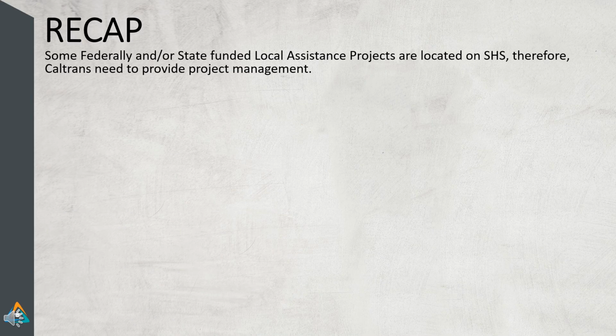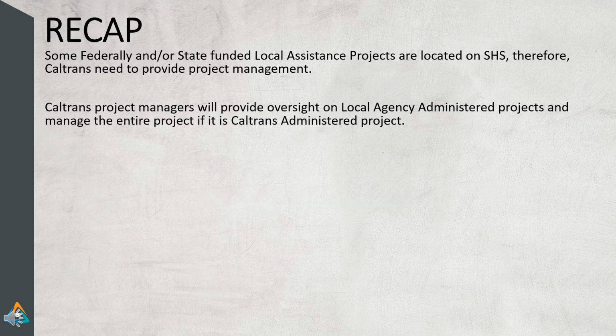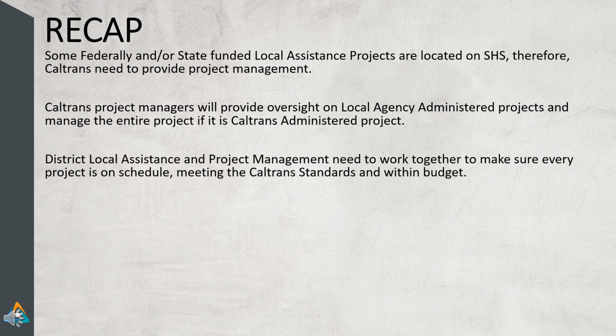To recap, here are some of the major points we went through today. Some federally and state-funded local assistance projects are located on the state highway systems. Therefore, Caltrans needs to provide project management. Caltrans project managers will provide oversight on local agency-administered projects and manage the entire project if it is a Caltrans-administered project. District local assistance and project management need to work together to make sure every project is on schedule, meeting the Caltrans standards and within budget.